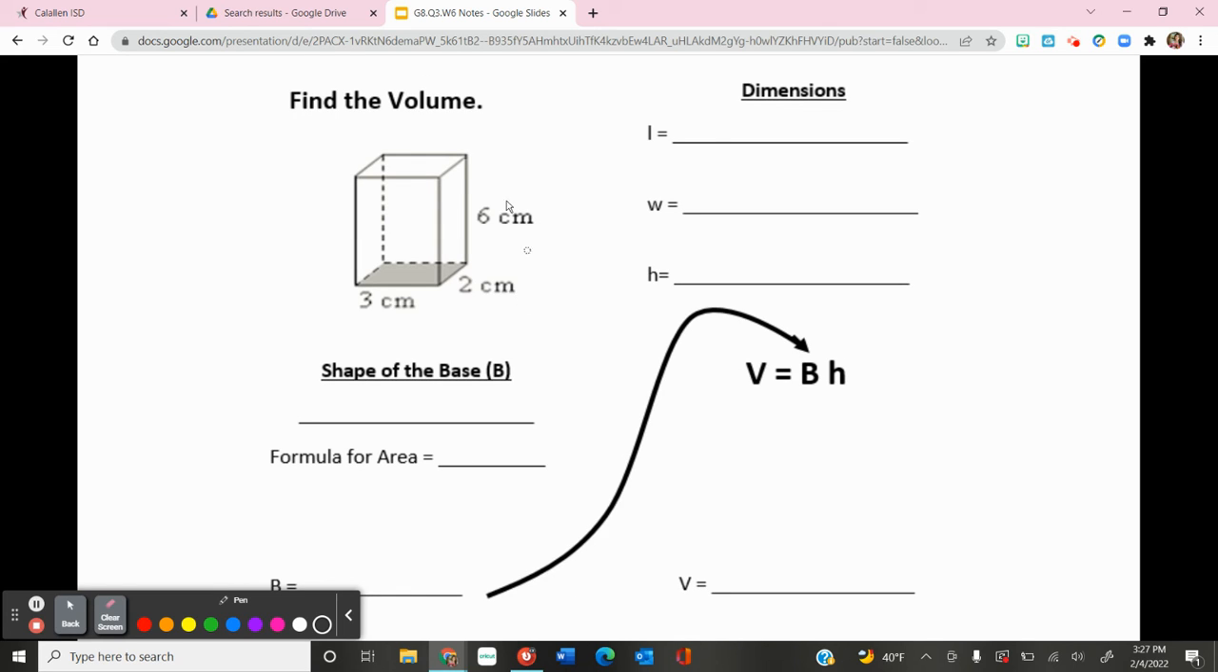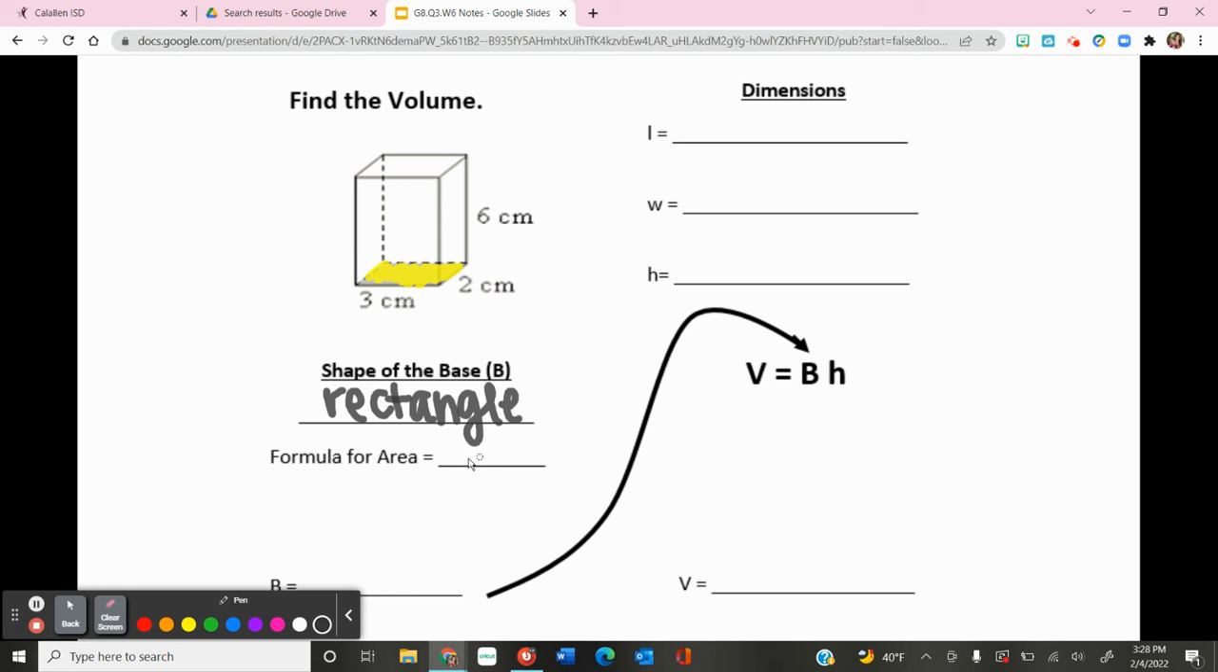So for the third shape, we have a rectangular prism. And we're going to go ahead and identify the base of our prism. And remember, the base of a rectangular prism is always on the bottom. So here, the shape of our base, which is going to be big B, again, is a rectangle.